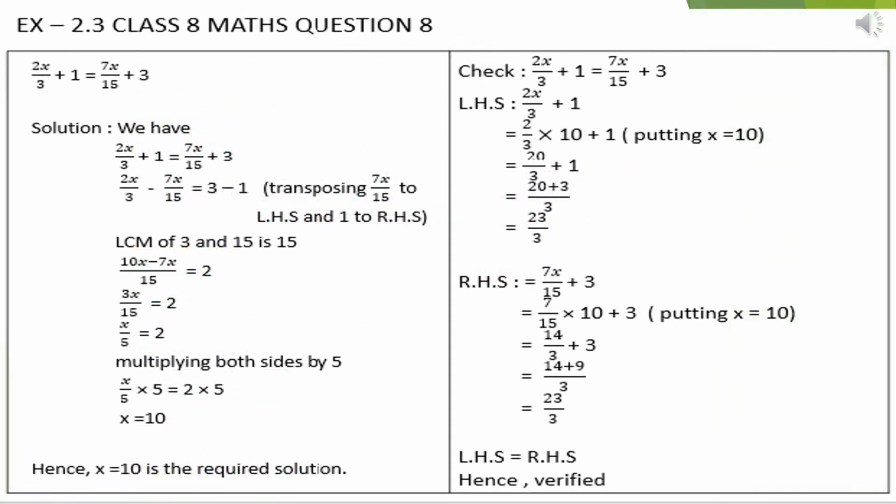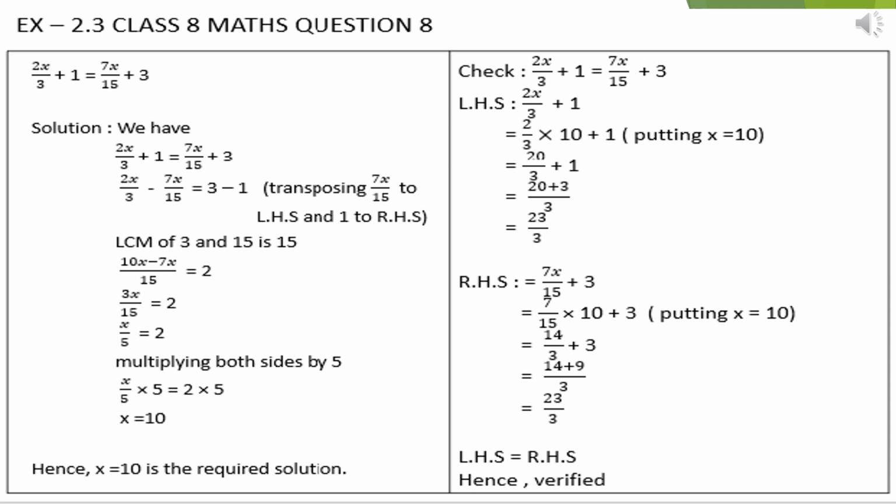Now let's continue with question 8. As you see, I have divided this slide in two columns. Now let's see the first column. In the first column, I have written 2x/3 + 1 = 7x/15 + 3. For solving it, firstly, we will transpose 7x/15 to LHS and 1 to RHS. After transposing, we will get 2x/3 - 7x/15 = 3 - 1.